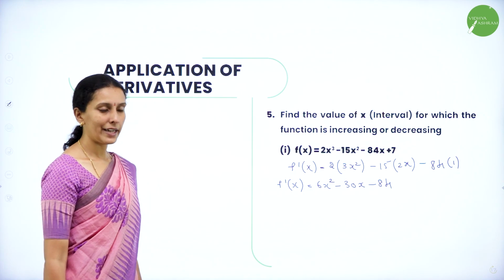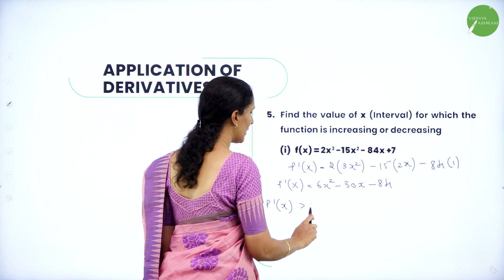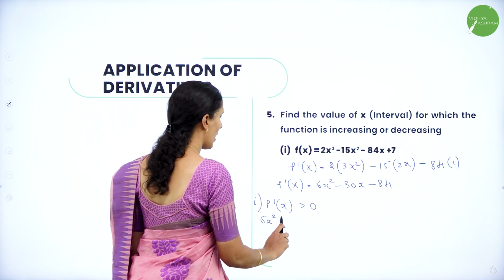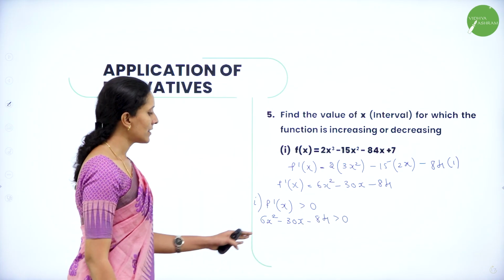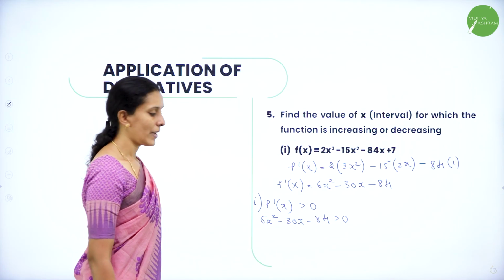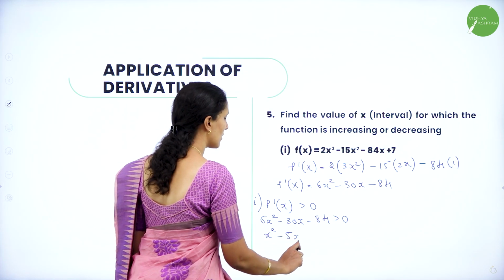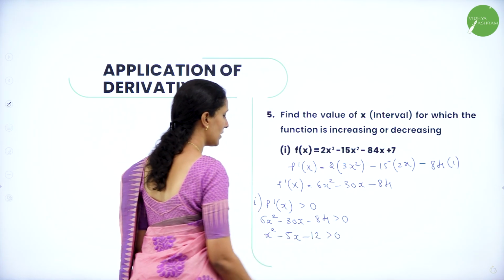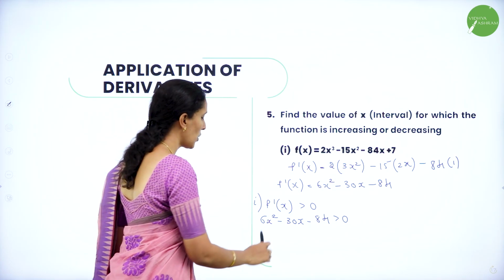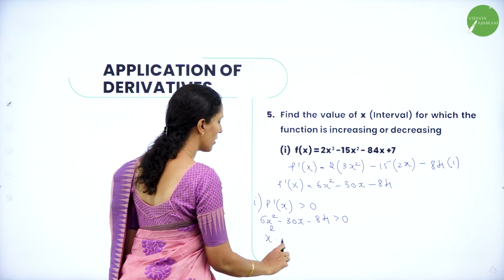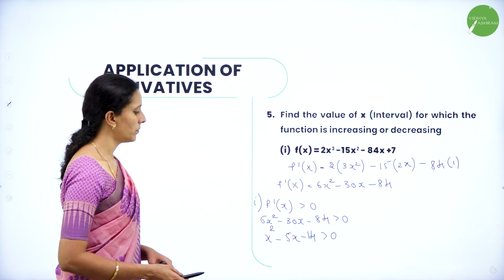Now for a function to be increasing, f dash of x must be greater than 0. That means 6x square minus 30x minus 84 must be greater than 0. Let's divide the inequality by 6. If you divide this by 6, we will get x square minus 5x minus 14 greater than 0.